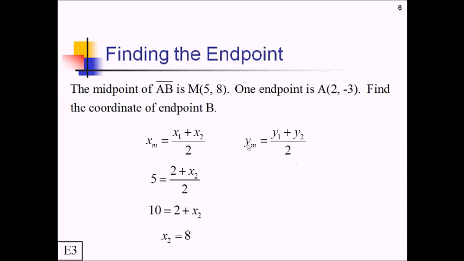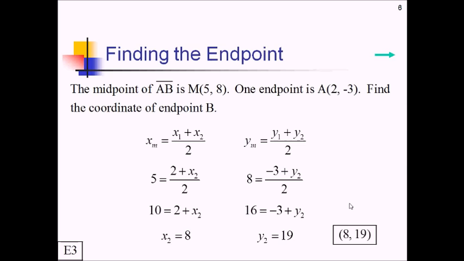And we know the y value is going to be 8 for the midpoint. And then for y1, we'll plug in this -3. Multiplying by 2, we've got 16. And then subtract -3, so add 3. That's going to be 19. So we come up with the other endpoint then of 8, 19.